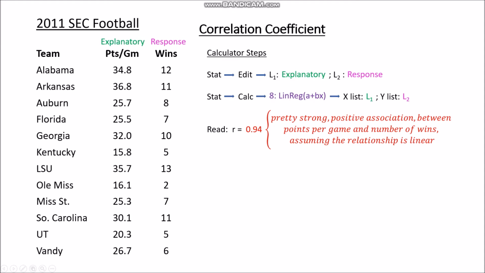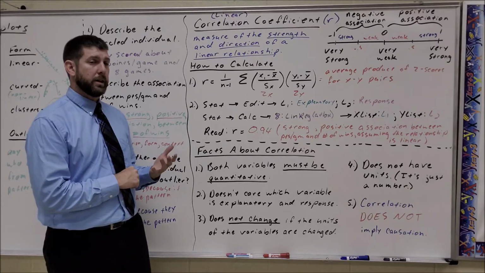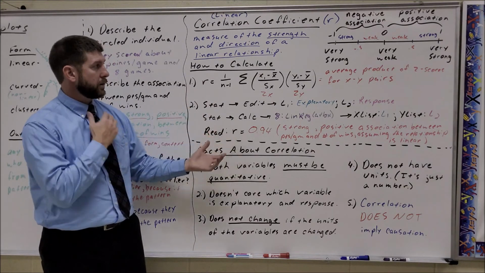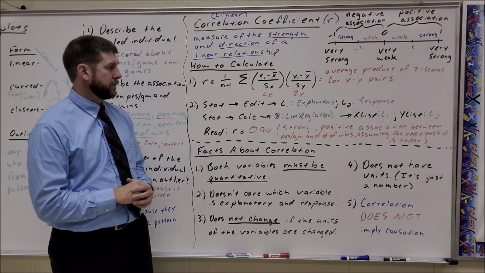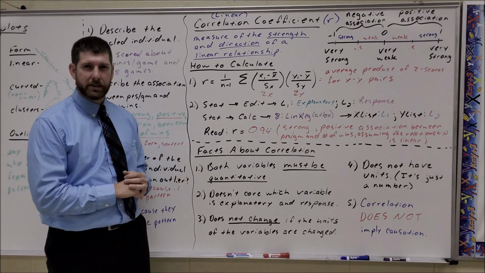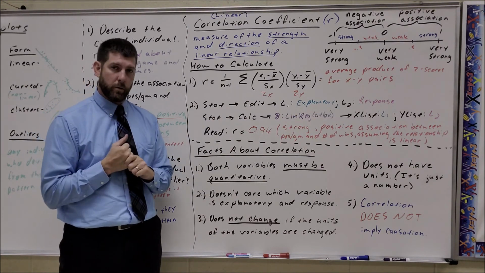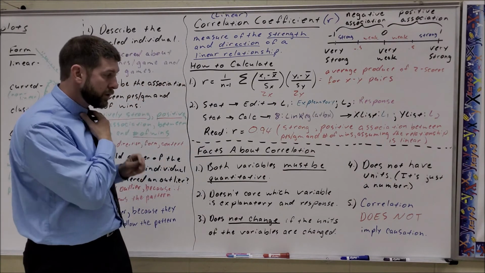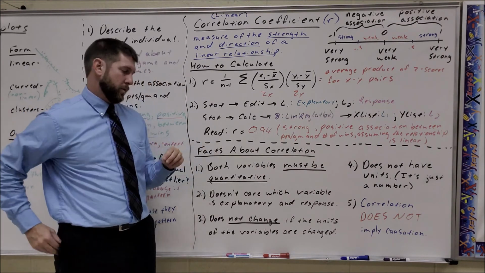Key your X's into L1, Y's into L2, and then STAT, CALC, option 8, and just read the R off of the calculator. So now that we have looked at how to calculate correlation, from the formula or from the calculator, and again, I prefer the calculator, let's talk about some limitations on correlation, what it does and what it doesn't tell us.